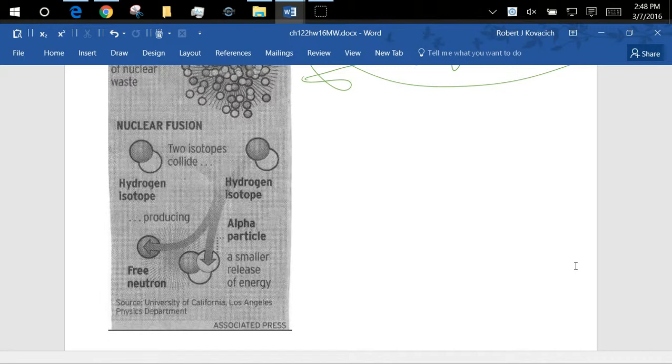So I called UCLA, because that's what this says, University of California Physics Department, and I asked for the physics department, and they said, we don't have a physics department. Really? Because I got an article here that's got a picture that cited the physics department of UCLA, and they said, we don't have one. We have a science department.